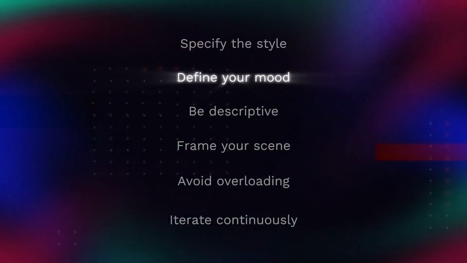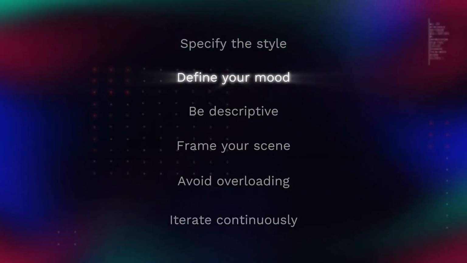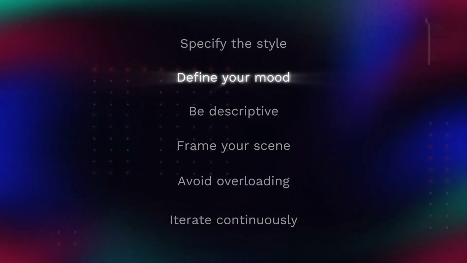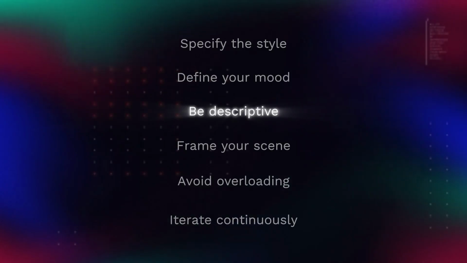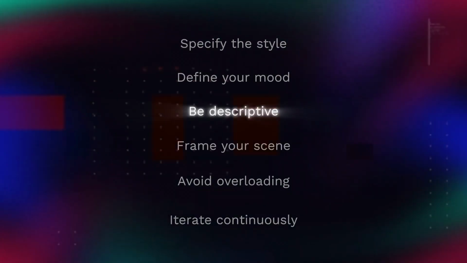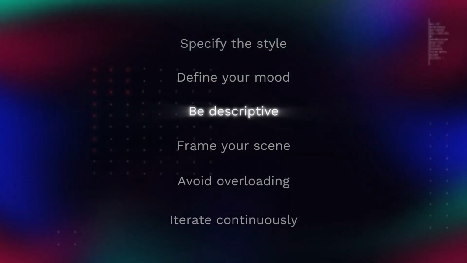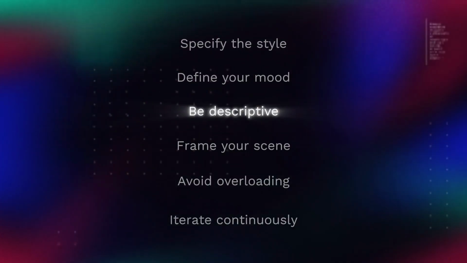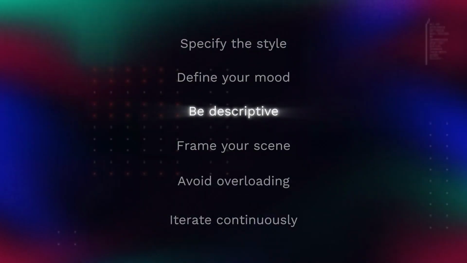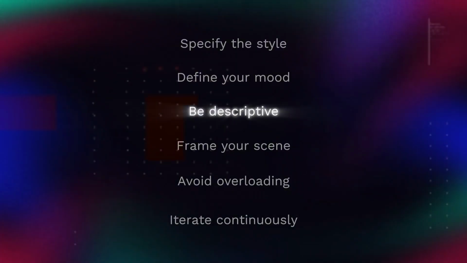Then learn to define your mood. Describe the mood or atmosphere you want to convey to guide the AI in setting the right tone. Also learn to be descriptive. Remember, we're working with images here. So adjectives that help in refining the image are always welcome. For example, instead of saying generate a dog, try to say generate a fluffy, small brown dog.